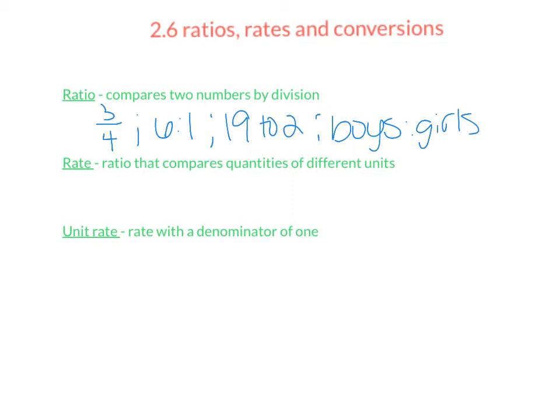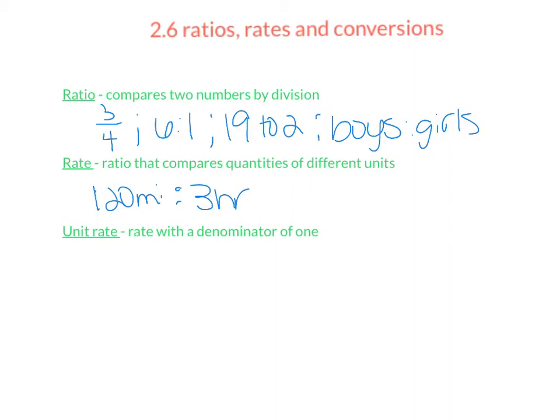Okay? Now a rate is going to be a little more specific. A rate is a ratio, but it compares quantities of different units. So for example, if I say I can travel 120 miles per 3 hours, so 120 miles to 3 hours. Notice they have different units, miles, and I've got hours.